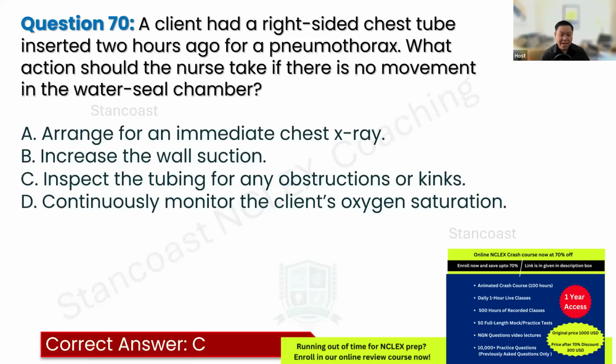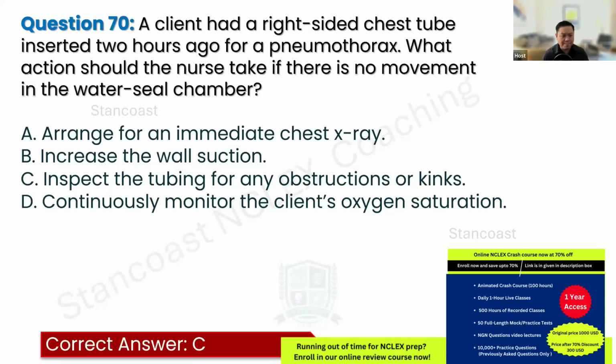So I want you to use the process to prioritize the action here. Start with the assessment by checking for physical causes such as kinks before ordering any diagnostic tests or doing any other interventions such as B or letter D.